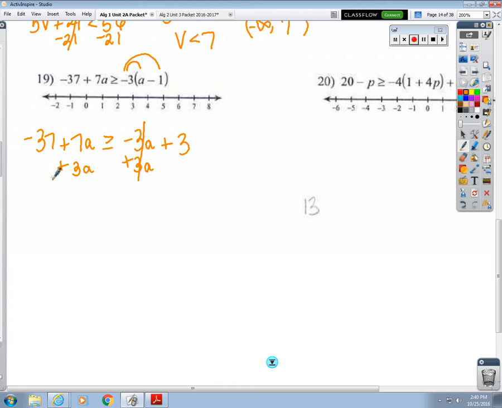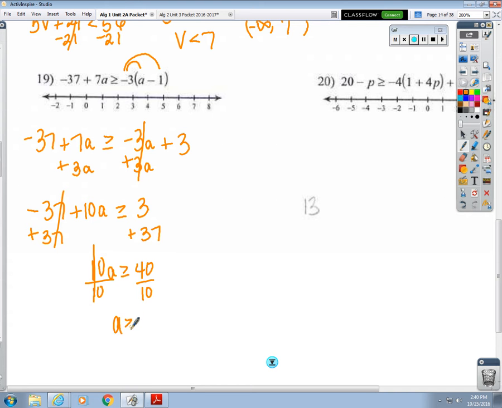Those cancel each other out, and now you have negative 37 plus 10A is greater than or equal to 3. Now what do I need to do? So now we have 10A is greater than or equal to 40. And now what's the last step? So A is greater than or equal to 4.